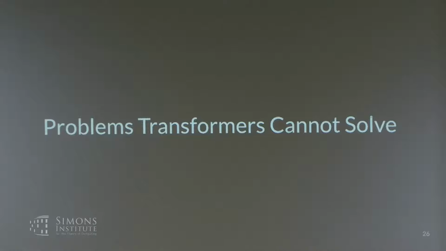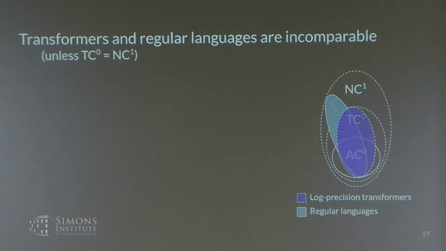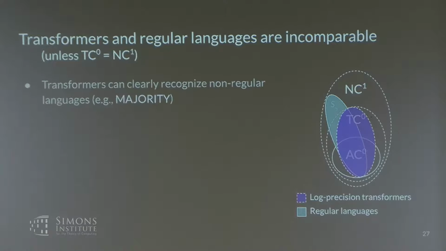So now I'm going to take you on a tour of some of the classes in this hierarchy and explain some of the problems that fall in these different classes. By this logic, we know that transformers can't express these problems. First, we can look at NC1, which is the class right above TC0. Unless TC0 equals NC1, we can basically conclude that transformers and the regular languages are incomparable.